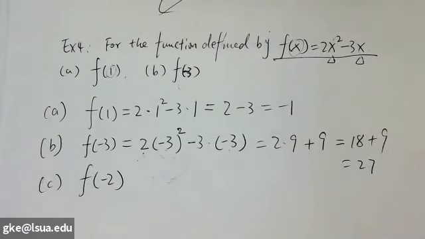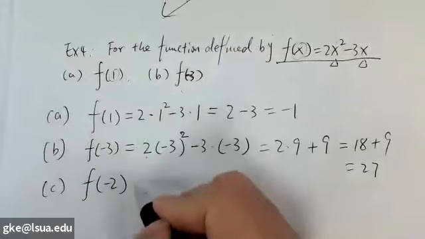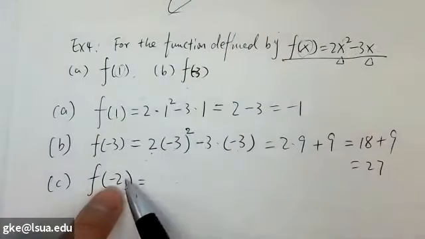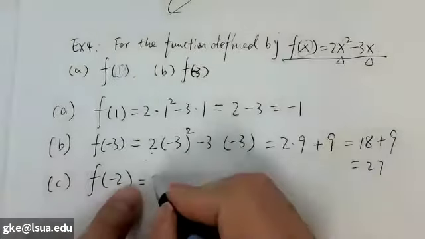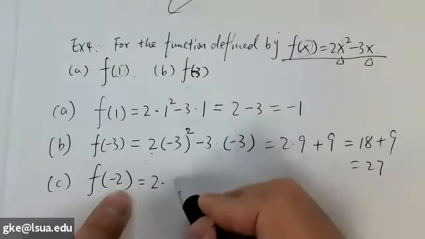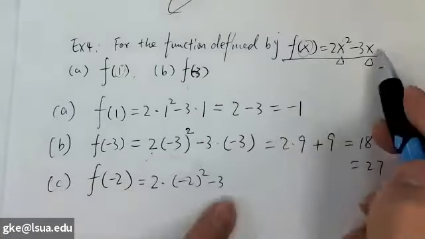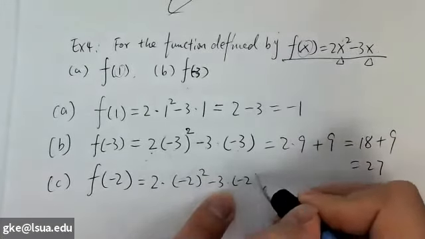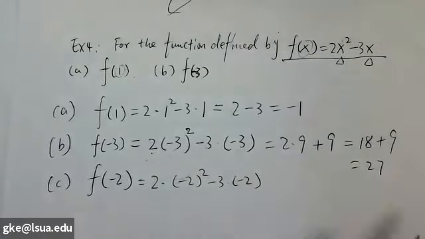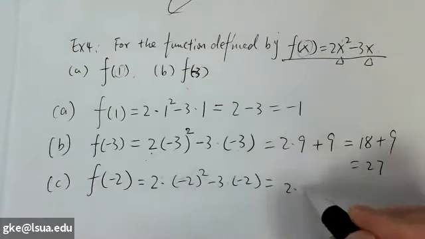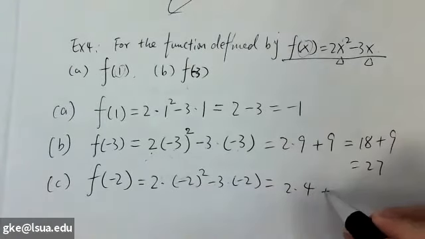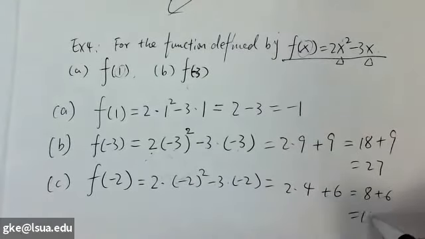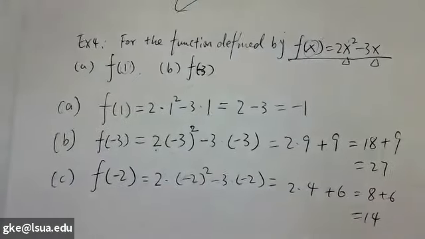Okay. Very good. Now let me try it. I think most of you guys should get it. Now let's do it together. So that means replace this x by negative 2. So here, 2x is replaced by 2 times negative 2 squared, minus 3 times negative 2. First step: 2 times negative 2 squared is 4, times 2 is 8, negative 3 times negative 2 is 6, 8 plus 6, 14. Okay, 14.